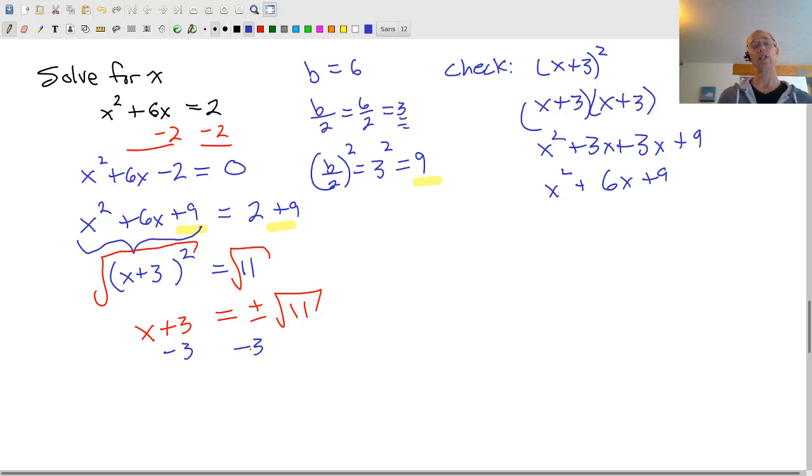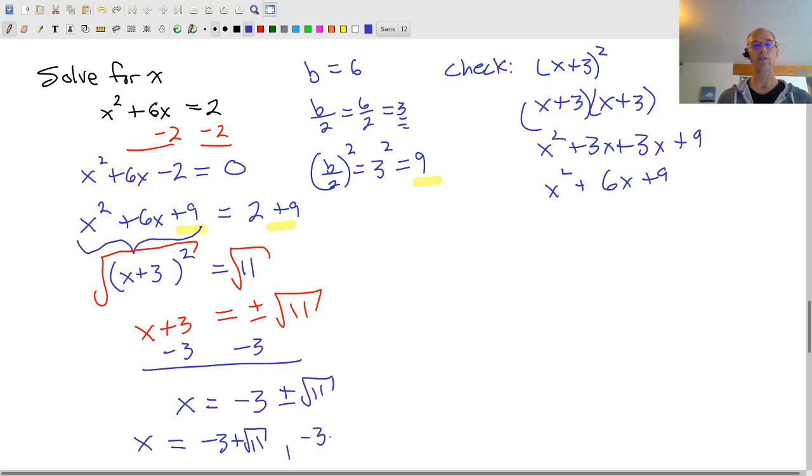Now, since the 3 isn't part of a square root, I cannot do anything to clean this up. And so the best I can say now is that x is equal to negative 3 plus or minus the square root of 11, which means I have two answers. One answer is negative 3 plus the square root of 11. The other answer is negative 3 minus the square root of 11. And we can check that, but we're really going to need a calculator.